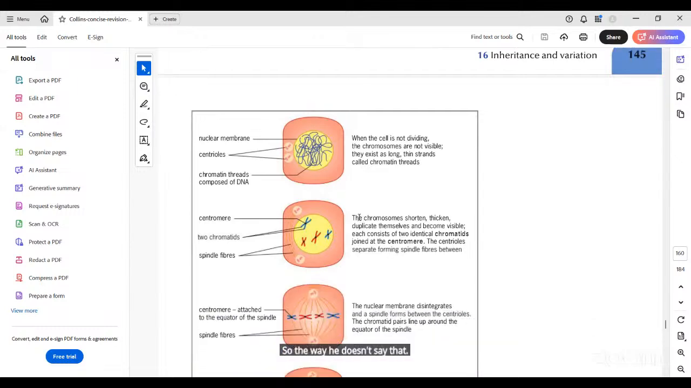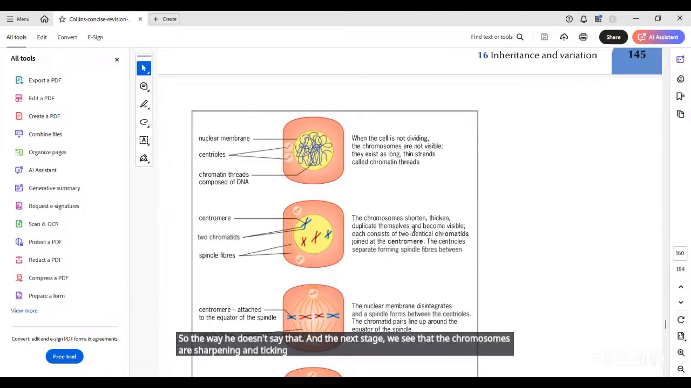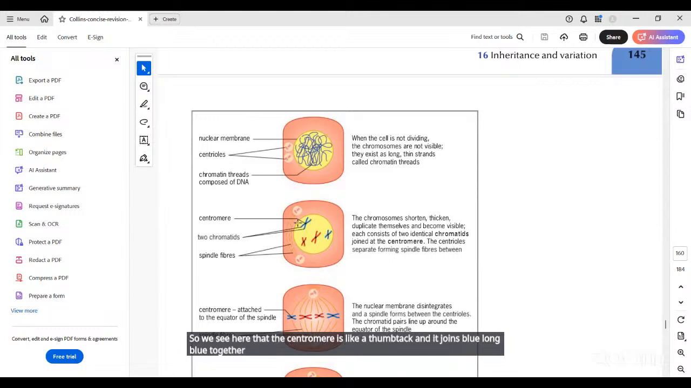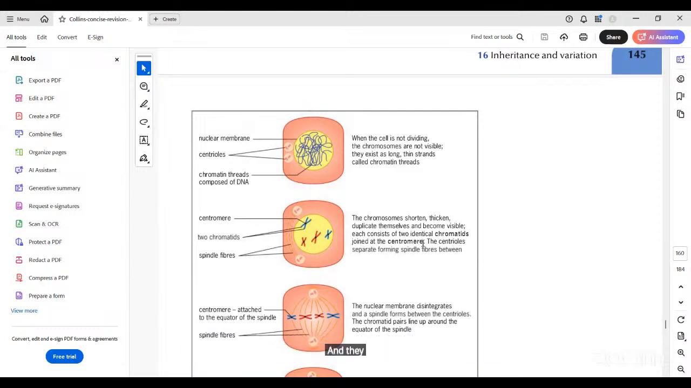Then the next stage, we say that the chromosomes are shortened and thickened and duplicate themselves and become more visible. We see here that the centromere is like a thumbtack and it joins long blue together, short blue together, long red together and short red together. And we see where the centrioles form a spindle fiber in between them. So we see where the centrioles move to both poles.